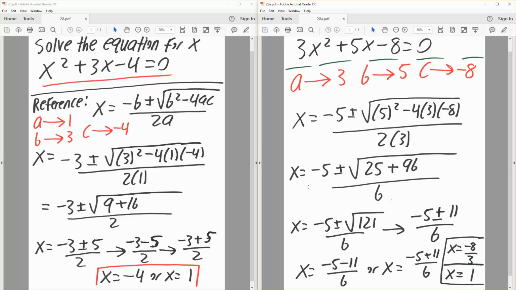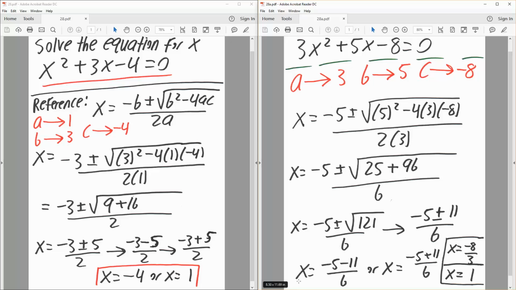And so this would be minus 5 plus or minus the square root of 5 squared is 25, minus 4 times 3 is negative 12, negative 12 times negative 8 would be 96, divided by 6. So 25 plus 96 is 121. And we know that the square root of 121 would be 11. So this is what we would get. X is equal to minus 5 plus or minus 11 divided by 6.